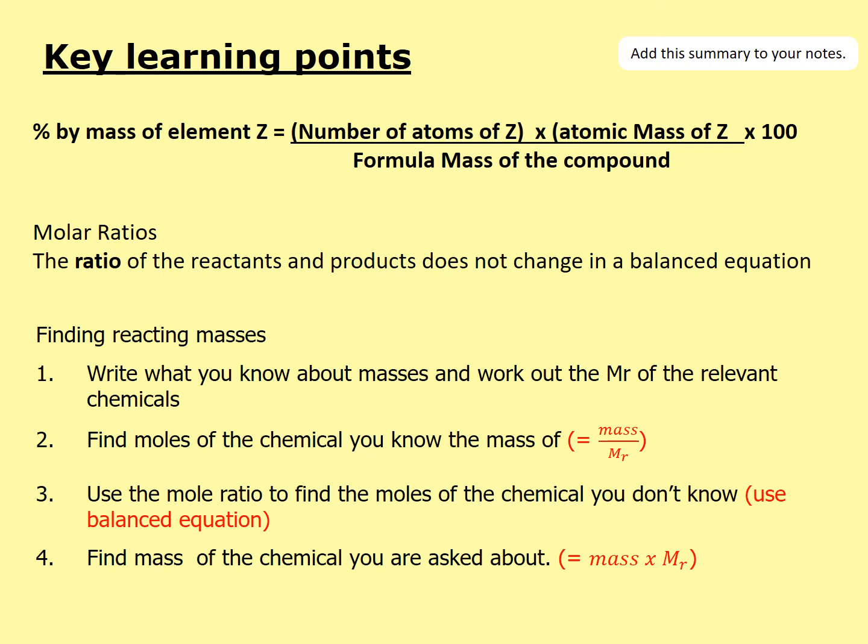So these are the key points from the lesson. We've got that equation for working out the percentage by mass of an element. We've got our information about working out molar ratios and what that actually means. And we have got the process for finding out about reacting masses. And we know that we just reverse that if we're working in the opposite direction. So please look at the notes you've made this lesson. And if you haven't got any of that information down, pause the video and add those pieces of information to your book.